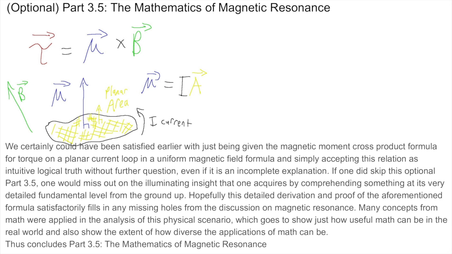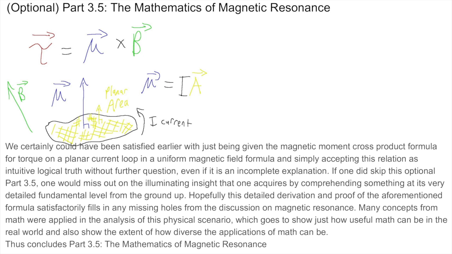We certainly could have been satisfied earlier with just being given the magnetic moment cross-product formula for torque on a planar current loop in a uniform magnetic field, and simply accepting this relation as intuitive logical truth without further question, even if it is an incomplete explanation. If one did skip this optional part 3.5, one would miss out on the illuminating insight that one acquires by comprehending something at its very core or essence or detailed fundamental level from the ground up.